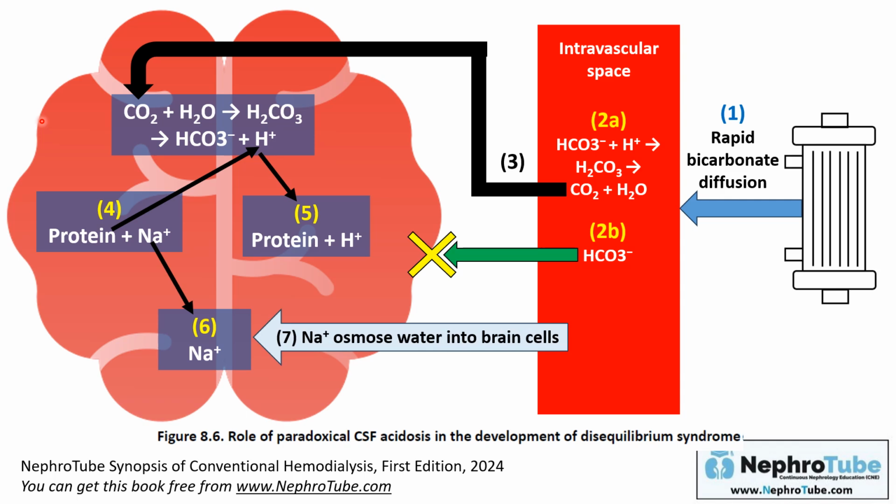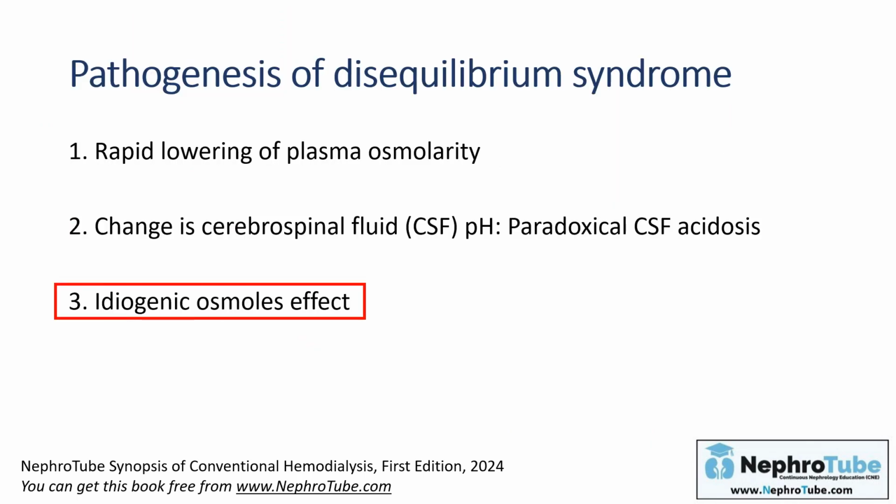This is called paradoxical CSF acidosis because, as we mentioned, there is acidosis in the intracellular space of the brain, and it is called paradoxical because while we are doing hemodialysis, we know that hemodialysis is correcting acidosis. While we are doing hemodialysis, there is intracellular acidity, and this is the paradoxical effect. Okay. The third point is the intracellular osmoles of the brain.